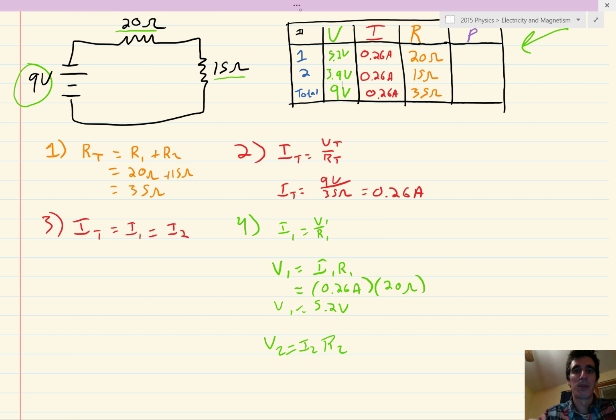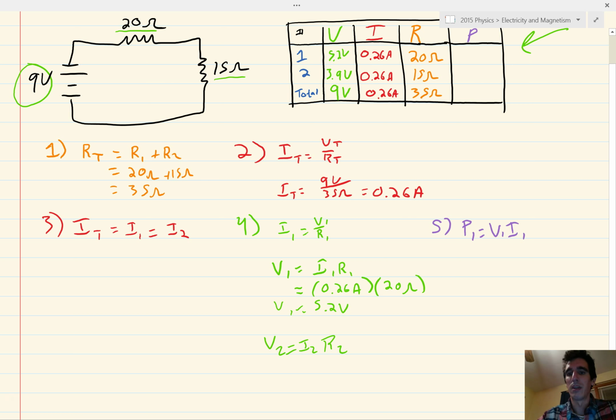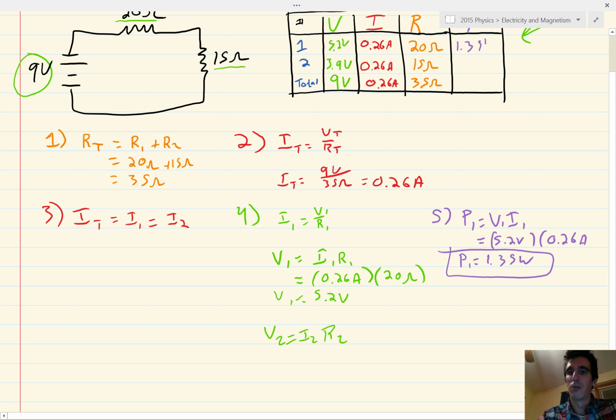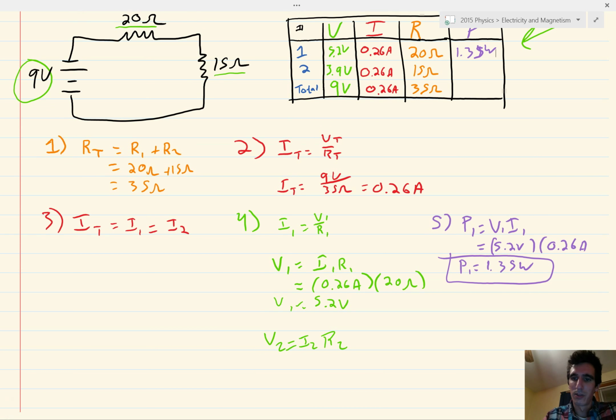Okay, now the last step is the power. Now we have a lot of options for calculating power. I'm going to use P1 is equal to V1 I1. So P equals VI. So for resistor 1, we know the voltage is 5.2 volts, and the current is 0.26 amps. And we get P1 is equal to 1.35 watts.